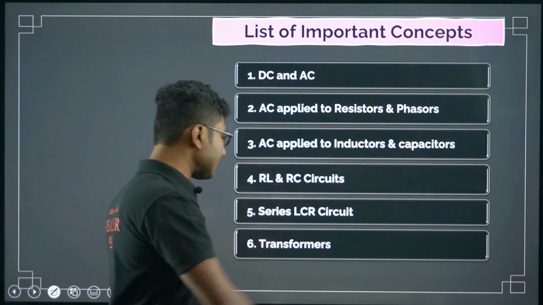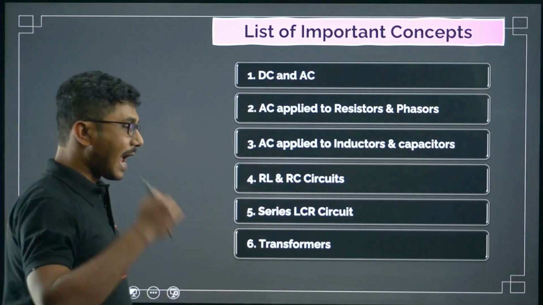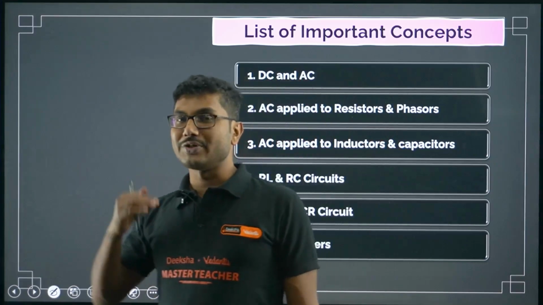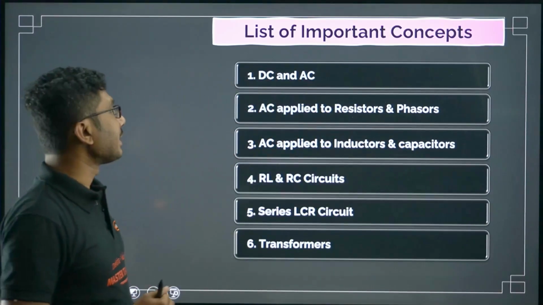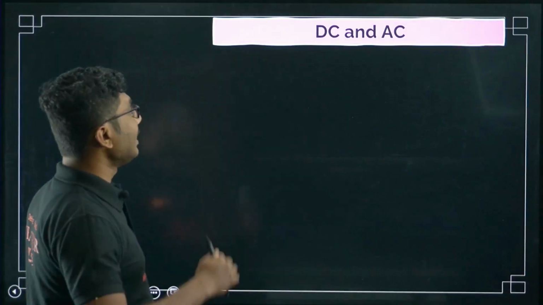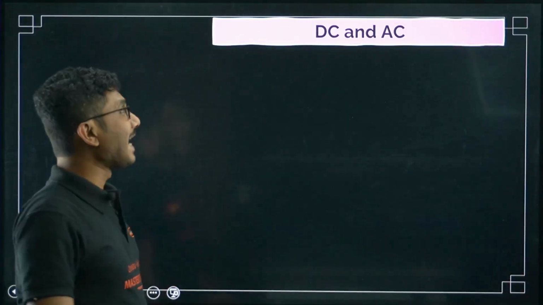These are the 6 important concepts from this chapter, and in the KCET exam you can expect up to 4 questions from this chapter. So this is a very important chapter, you cannot skip it at any cost. Let's start with the first concept, that is DC and AC.